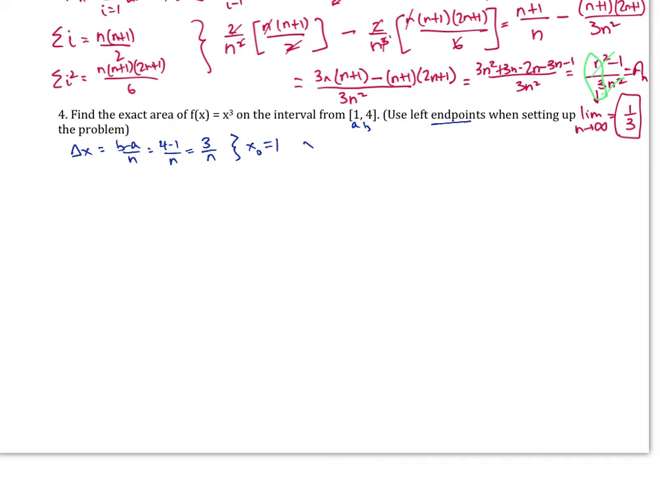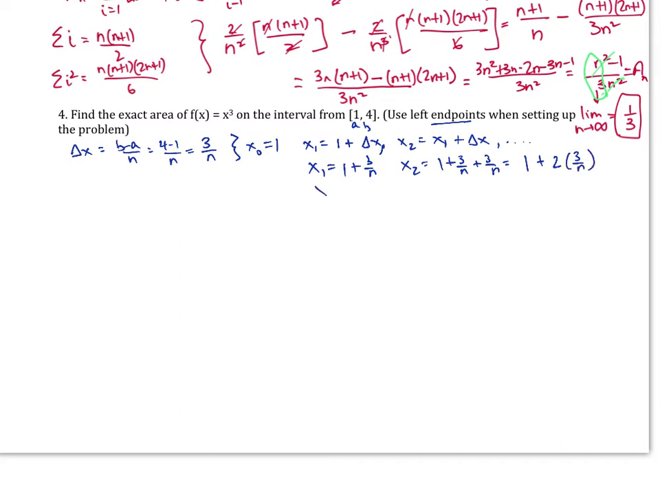Okay, then we have x sub 1, which is this initial value of 1 plus my delta x, then x sub 2, which would be my x sub 1 plus delta x, and so on. So let's see if I can clean this up a little bit. I know my x sub 1 is going to be this 1, plus I know what my delta x is, that's 3 over n. So x sub 2 would be 1 plus 3 over n plus another 3 over n, which would give me 1 plus 2 times 3 over n.